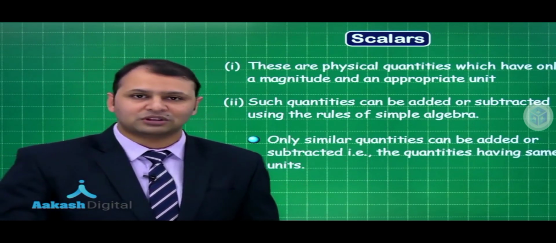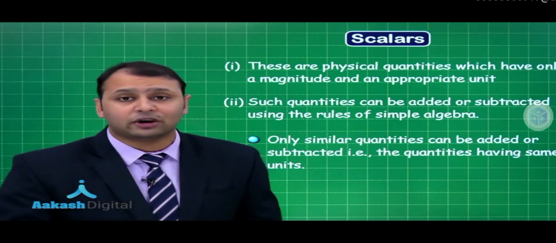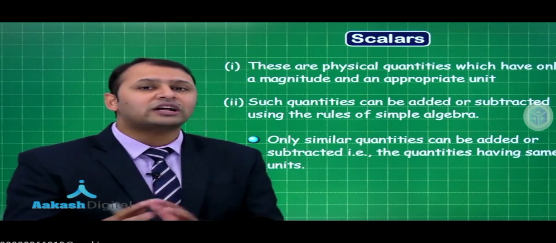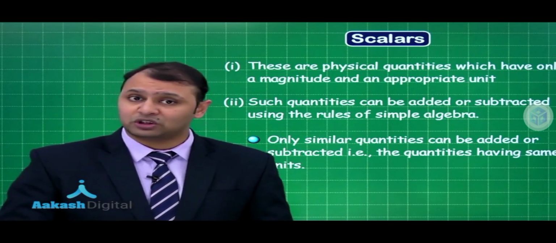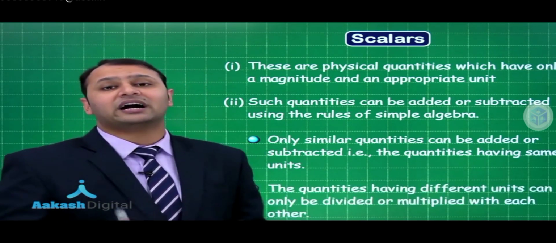It's not possible. The quantities having same units, only they can be added or subtracted together, right? But what about the quantities which do not have a same unit? In that case, what should be done? In that case, friends, they can be divided and multiplied, but they can't be added or subtracted.